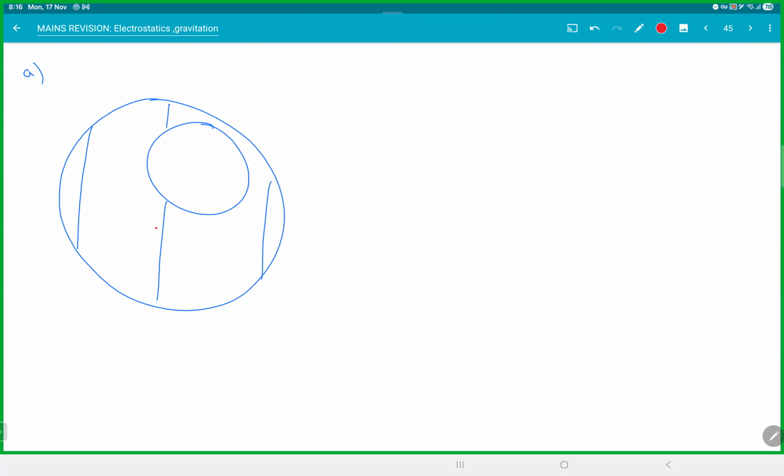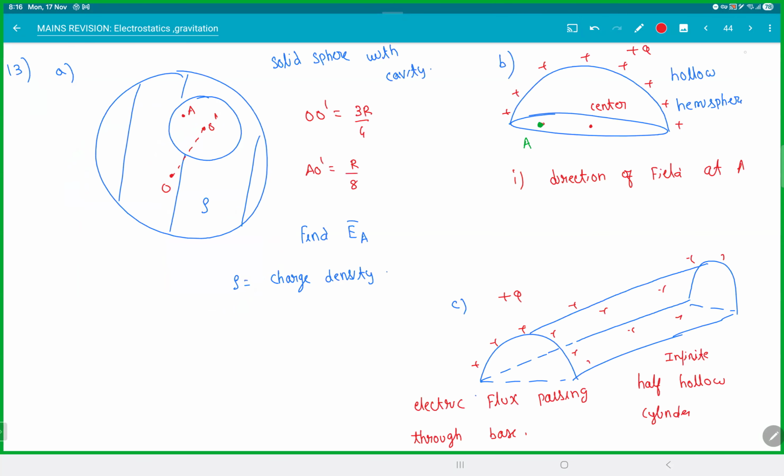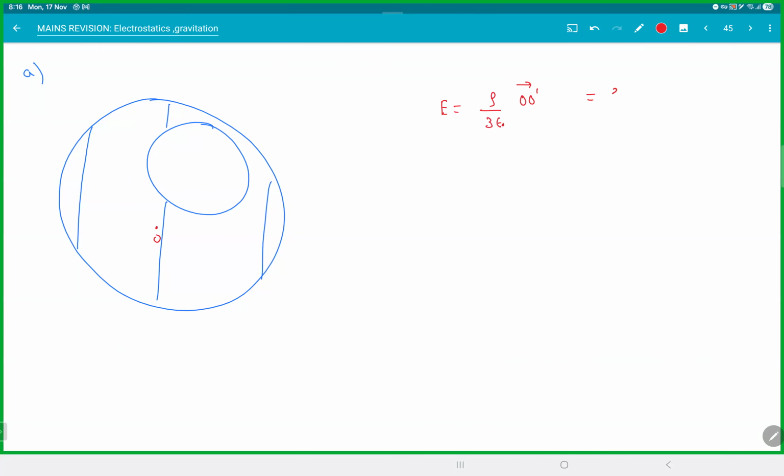So how does the field vary here? I hope you remember the result. E is equal to rho by 3 epsilon naught times O dash bar. It depends only on the distance between the centers. It doesn't matter where point A is. So this was rho by 3 epsilon naught times 3r by 4. That's your magnitude. And what is the direction? The direction is like this. The field inside is uniform. So this is O dash cap. It's a constant field, everyone. So it doesn't matter where point A is.